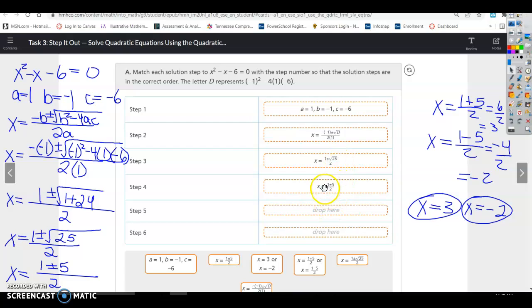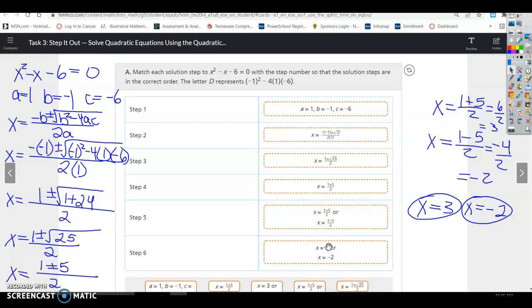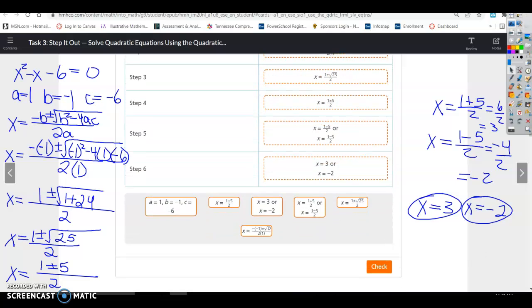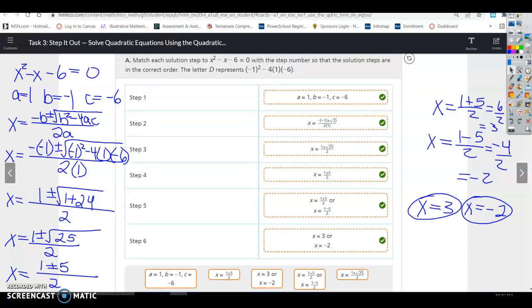And then we're going to go from here to set up 2 equations. After we did this, we wanted to set up 2 equations. So that's going to be this step. And then the last step would be our solutions. All right, so see how it helps if you know how to work it out, and then it gives you those steps there.